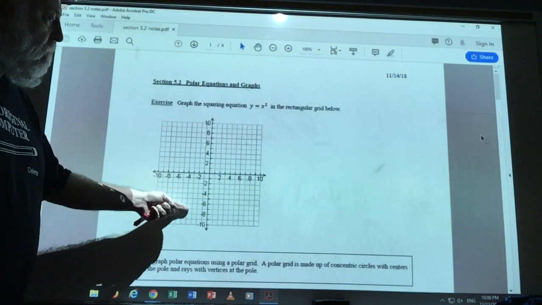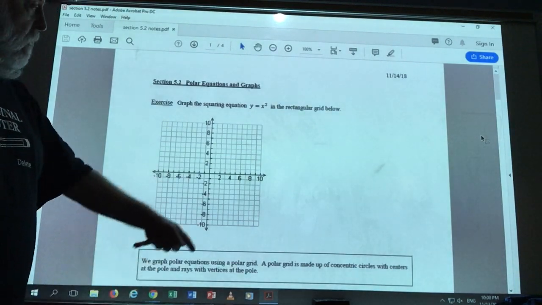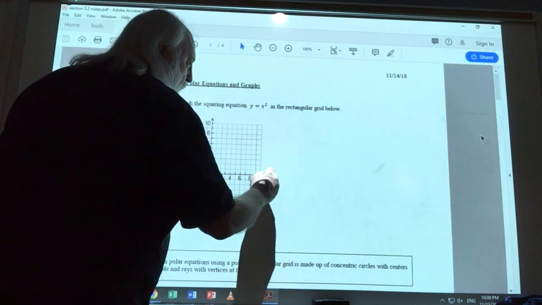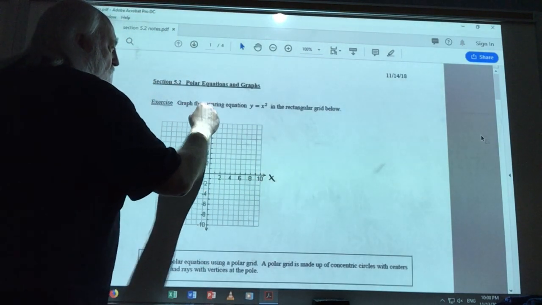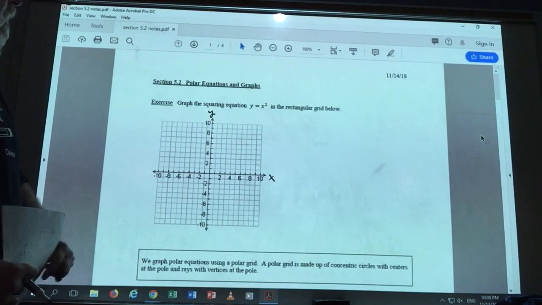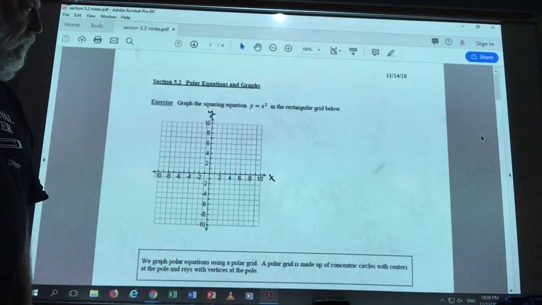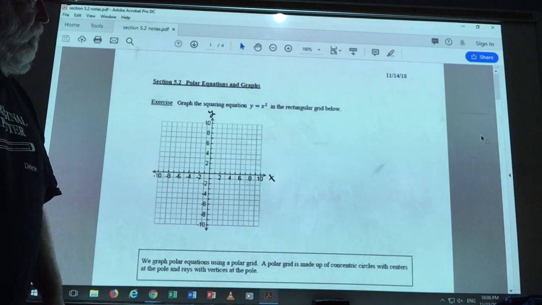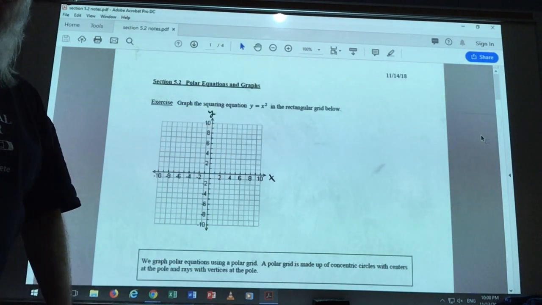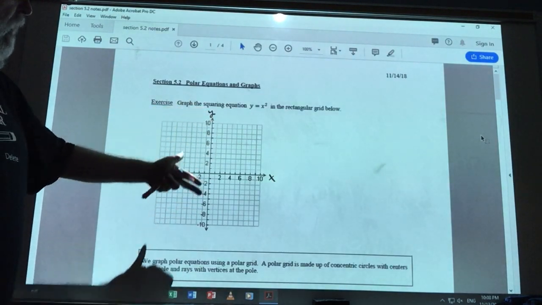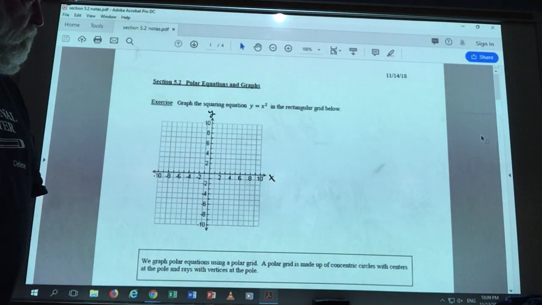So I have here the coordinate plane, also called a rectangular grid, and you know the horizontal axis is the x-axis and the vertical axis is the y-axis. And we're going to graph what's called the squaring equation, y equals x squared. And you may recall from your algebra days the graph of that is going to be a parabola.